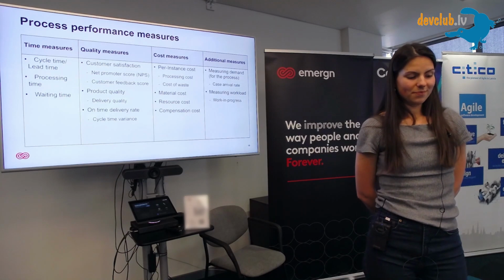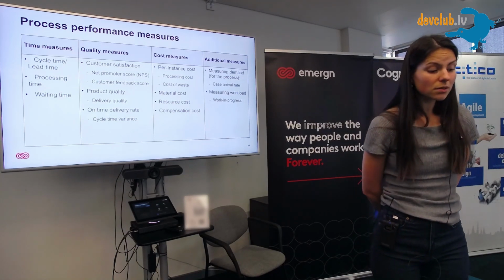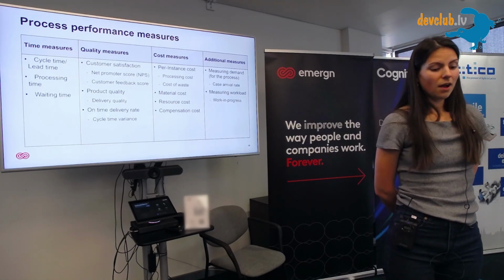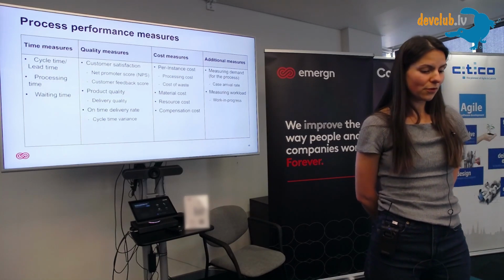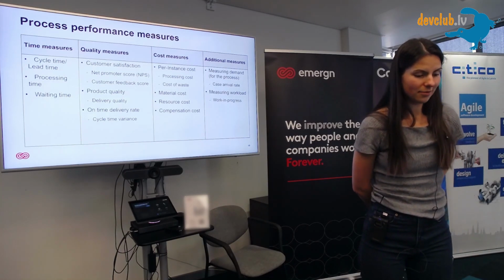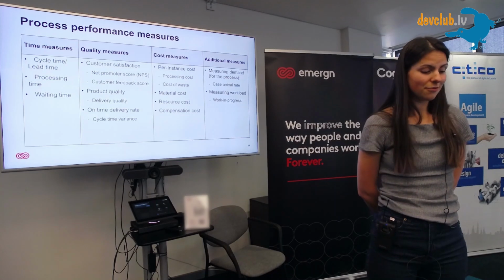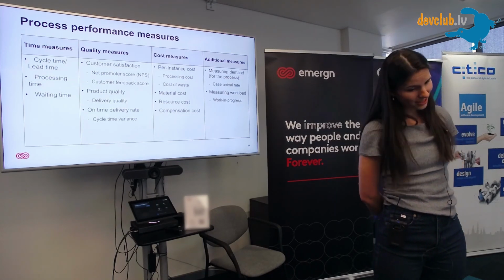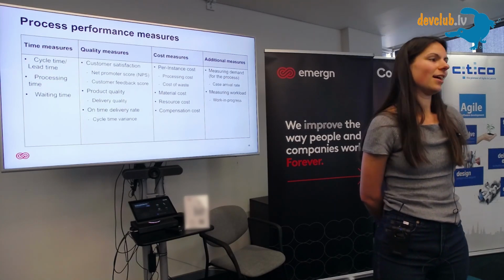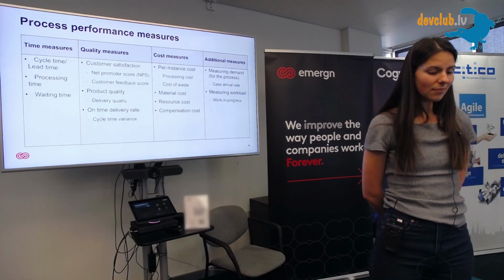Okay, but what are typical process performance measures? Typical process performance measures are measures from the time, quality, and cost perspective, plus additional measurements.